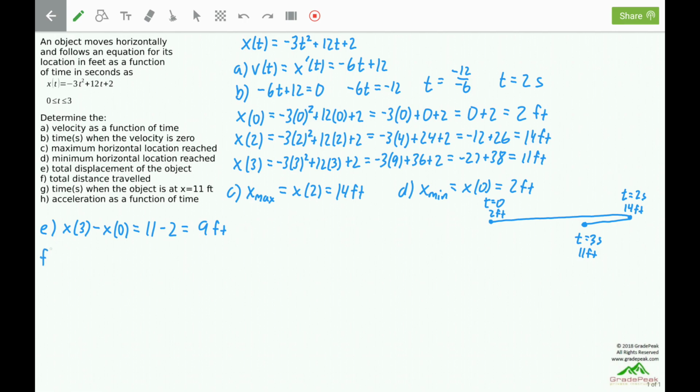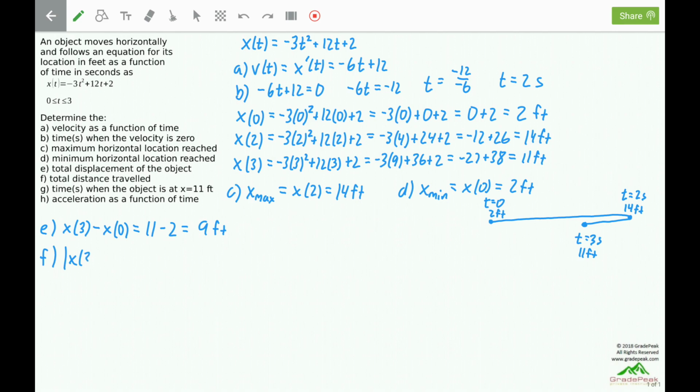For part F, the total distance traveled, that may be different from the displacement, and it will be if you look at the picture here. The total distance traveled is all of this distance plus all of this distance. It traveled more than 9 feet to displace 9 feet.